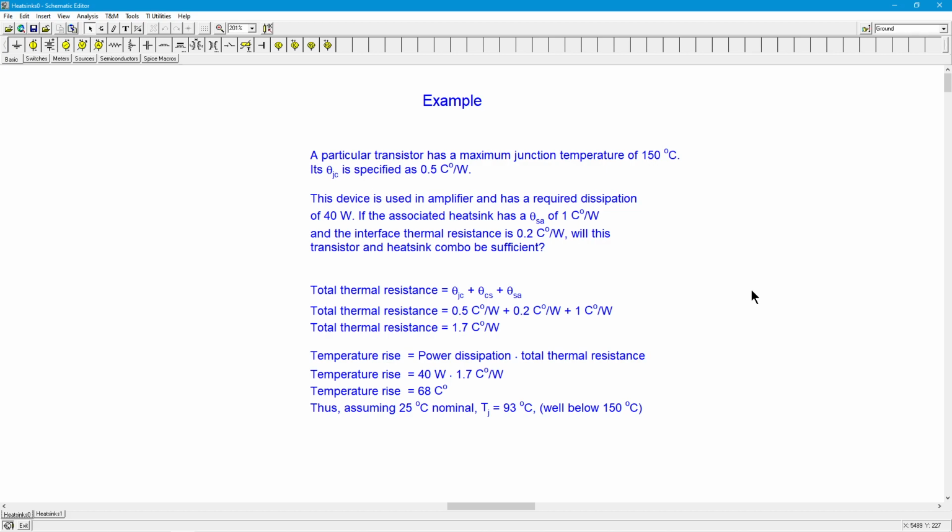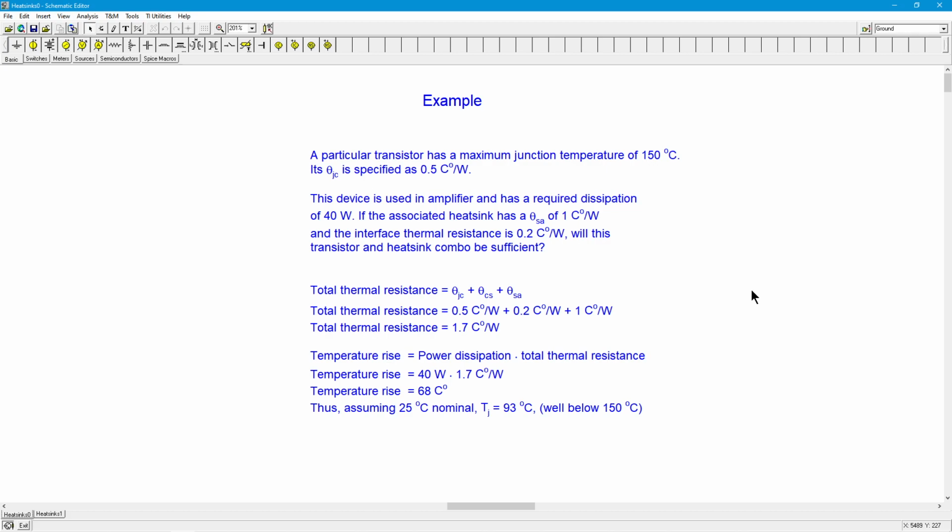Now I have a heat sink. I look up on its data sheet. It has a theta SA, sink to ambient, of 1 centigrade degree per watt. If I use a typical interface, like maybe a mica interface, we're going to say, okay, maybe 0.2 of a centigrade degree per watt for that. And my question is, is this going to work? In other words, is this thing going to run below the maximum junction temperature of 150, or is it going to heat up and torch itself?